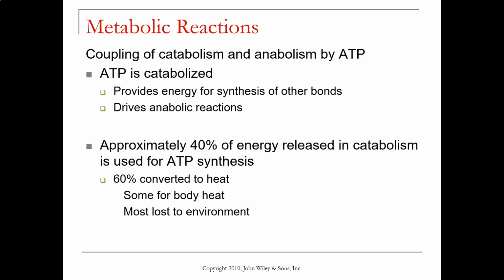Okay, so the body uses the energy released from catabolism to drive anabolic reactions. And our cells are fairly resourceful or efficient in that they can extract about 40% of the energy stored in, for example, a glucose molecule, stored in the form of ATP, the universal energy molecule for cells, and then the other 60% is in the form of heat.